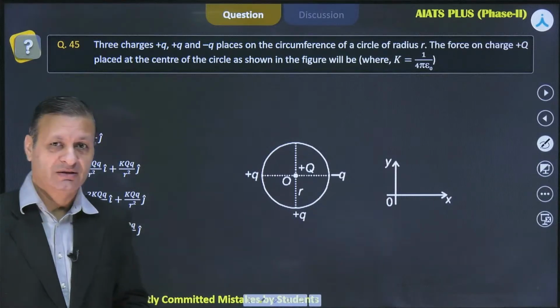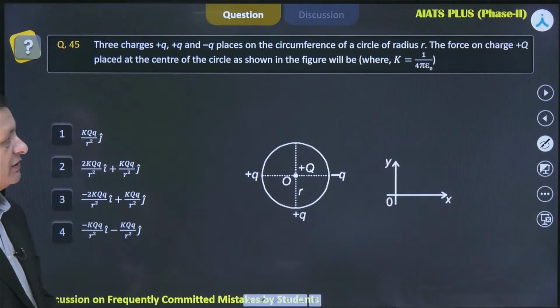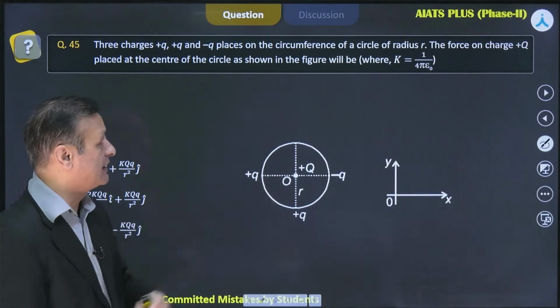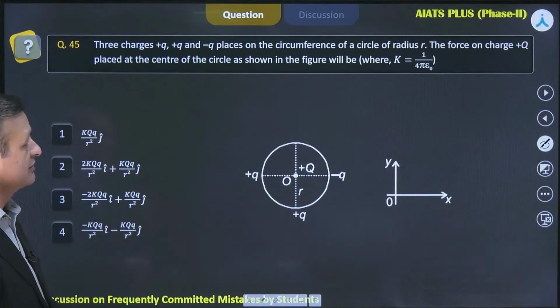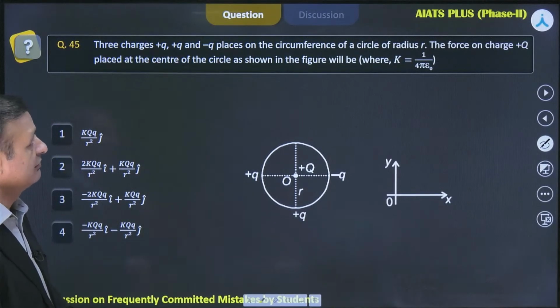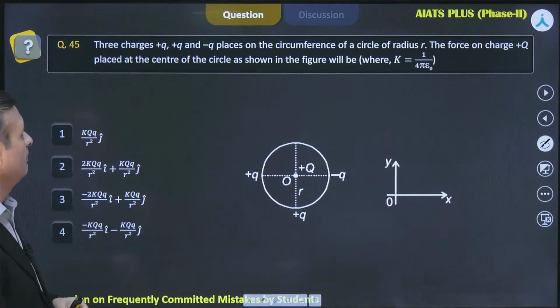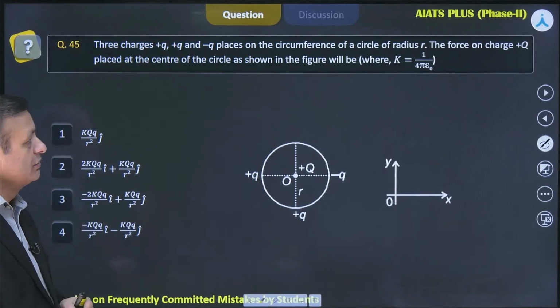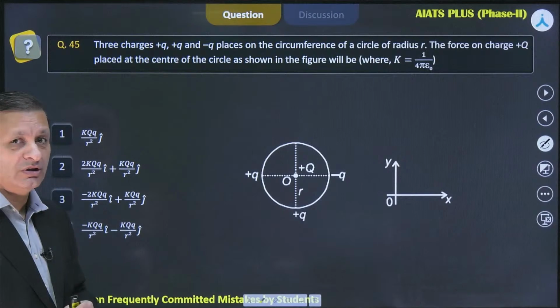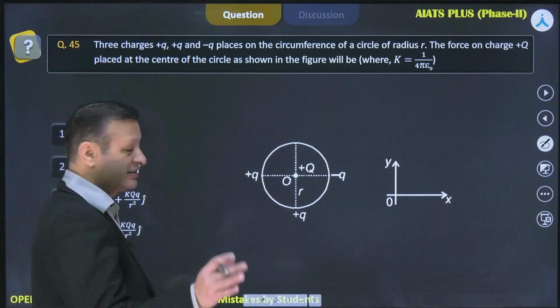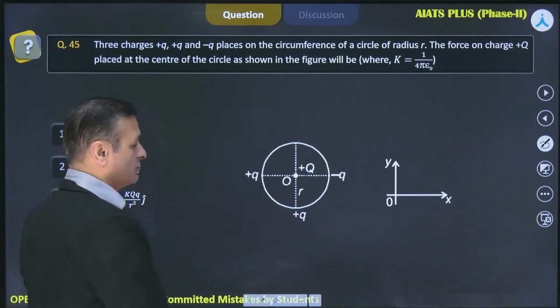Yes, probably this is the last numerical of the day for this particular session. There are 3 charges, plus Q, plus q, and minus q. So look at the position of the charges placed on the circumference of a circle of radius r. We want the force on the plus q charge placed at the center. So we have to find the force due to all the 3 charges. So let's attempt it in the minimum possible way.